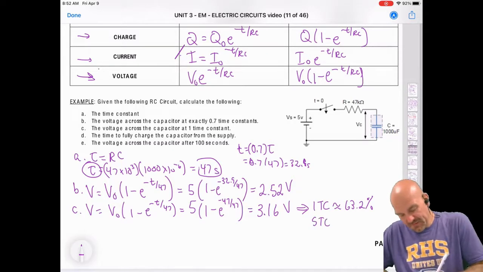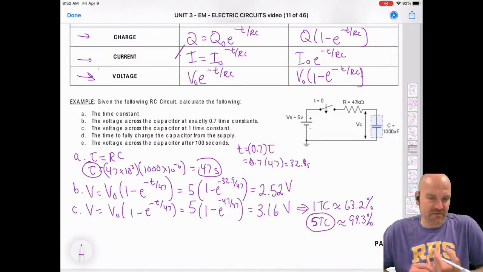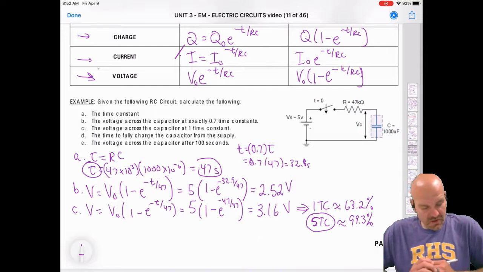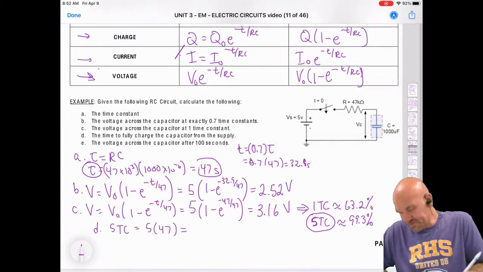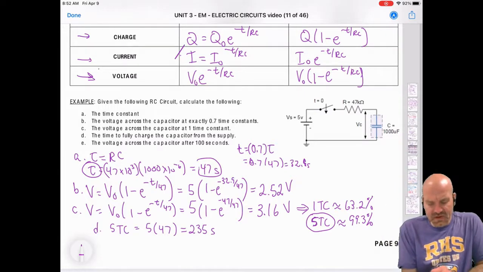And they say for a capacitor to be fully charged, it's approximately 5 time constants. And that gets you to about 99.3% charge, and then to a capacitor that is fully charged. And so part D says the time to get to full charge, and so we can use that fact, right? So we're going to do 5 time constants is fully charged, so it's 5 times 47, which is going to be 235 seconds. Okay, and we can figure out how much voltage after that and what percentage and everything.